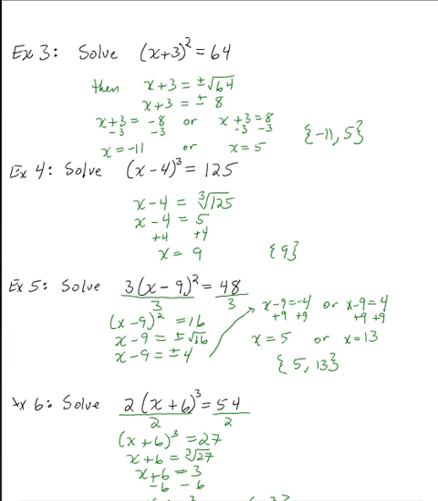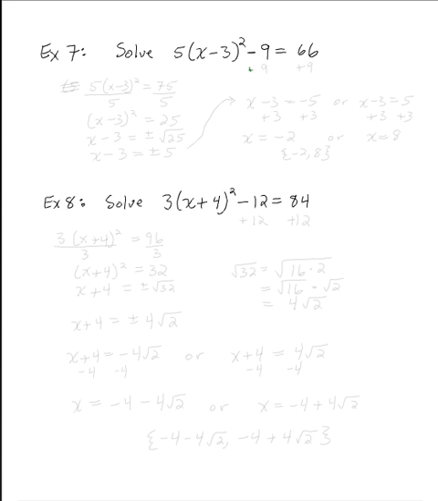Alright, finally, let's complicate the situation just a little further. 5 times the quantity x minus 3 squared minus 9 is equal to 66. The first thing that I would do is add 9 to both sides. This gets it back to an easier exercise. I'm also going to move over to the left for space reasons. So I now have 5 times the quantity x minus 3 squared is now equal to 75. Now this is like the previous exercises. I will divide by 5. So x minus 3 squared is 25.